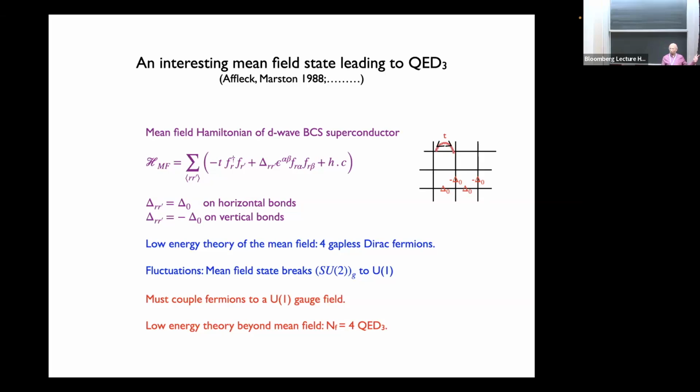The main assumption I want to make, or the main thing that I want to study, is the ultimate fixed point of NF equals 4 QED3. And this gives me a route to constructing a continuum Lagrangian which may flow to that fixed point. It could be that they both flow to the same fixed point without ever passing through this Lagrangian.